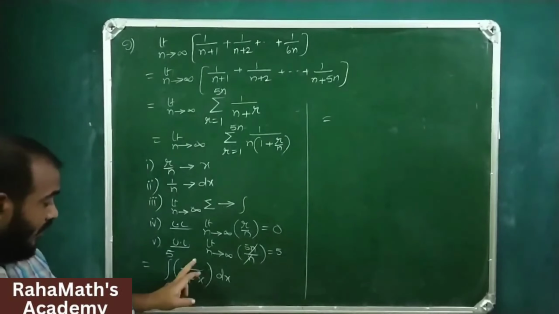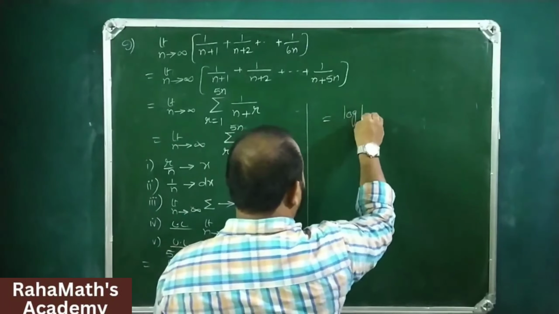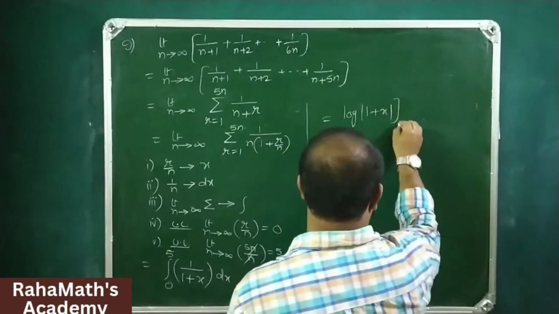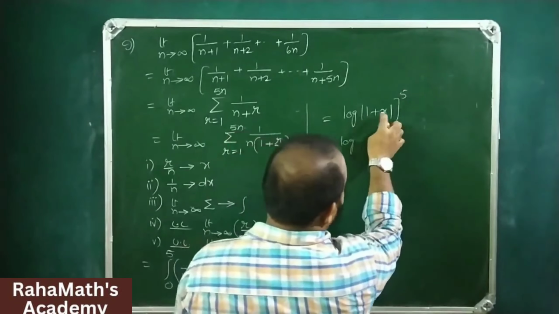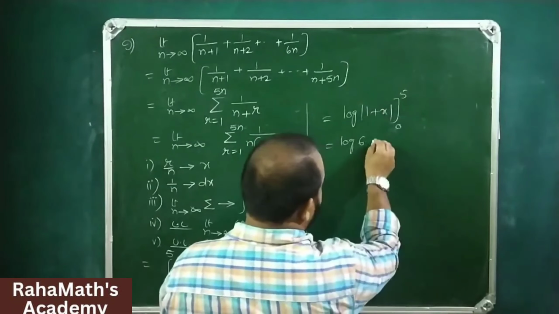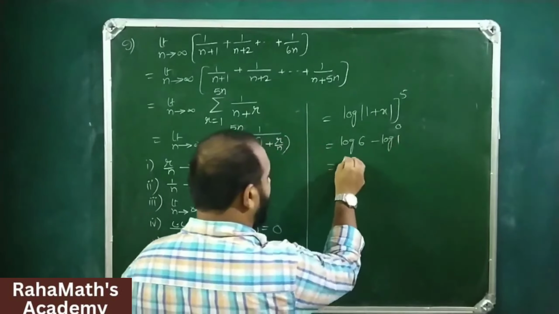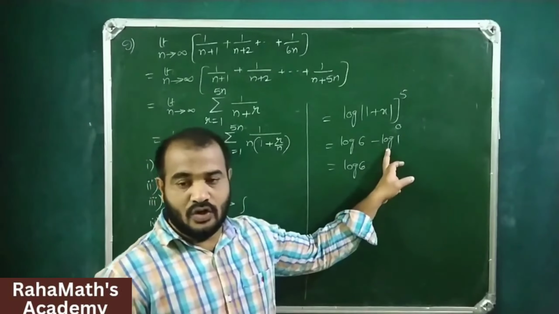So this is equal to, we know integral 1 by 1 plus x dx is log mod x. Log modulus of 1 plus x. So this process is over. 0 to 5 is to be written here. So log 1 plus 5 is 6, minus the lower limit log 1 plus 0, which is 1. So log 6, because log 1 value is 0.